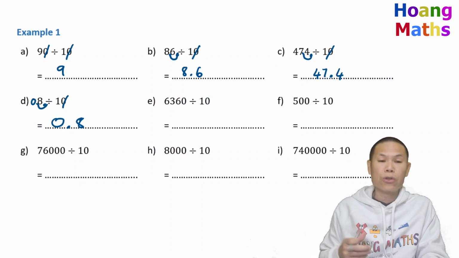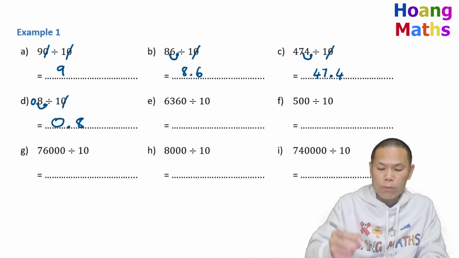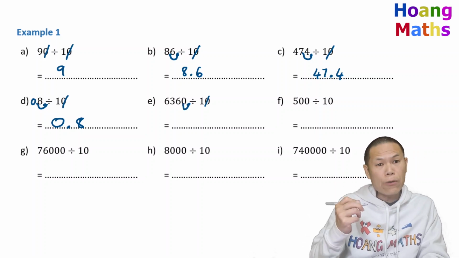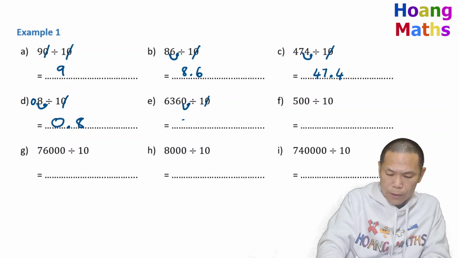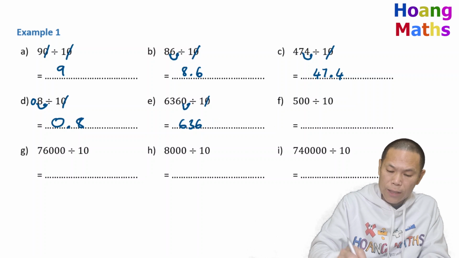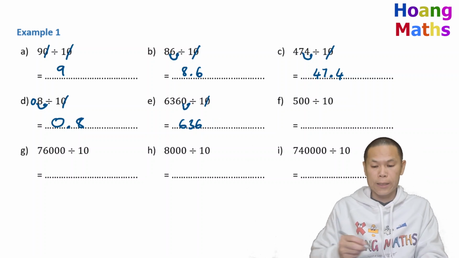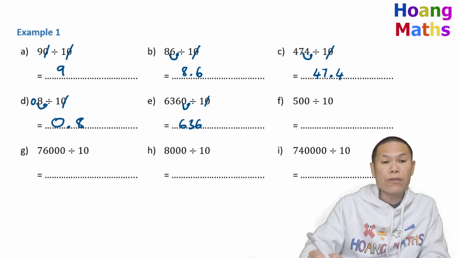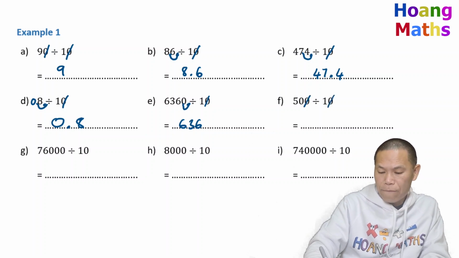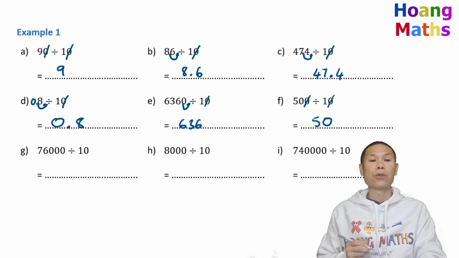Otherwise, you can also do it like this. So there is no decimal point. It means right at the back here. We cancel this 0 by moving the decimal point 1 unit to the left. So 636.0. Or you can just leave it as 636. 500 divided by 10, we can cancel this way. So that becomes 50. So we just cancel a 0.